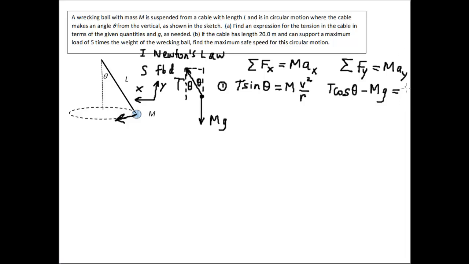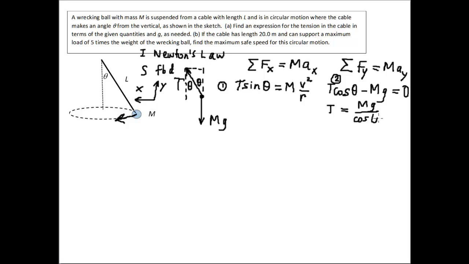So this is a part of the problem that we just have to be alert and realize that that's a simple expression that we can write down for the acceleration. So this is equation 2, and it looks like I might need to combine these two equations. But first, let's see what I can do with equation 2, just solving for the tension. Part A says find an expression for the tension in the cable in terms of the given quantities and g as needed. So from equation 2, if I add mg to both sides and then divide by cosine theta, I get T equals mg over cos theta.